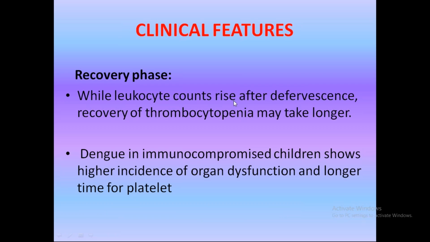And white cell counts also rise after defervescence, that is when fever subsides. Recovery of platelets takes a longer time than the WBC counts. So WBC counts come to normal earlier compared to the platelets. And especially in immunocompromised children, there is more chance of organ dysfunction, and it also takes more time for the platelets to come to normal. This is in case of dengue fever in immunocompromised children, maybe congenital or acquired immunocompromised status.